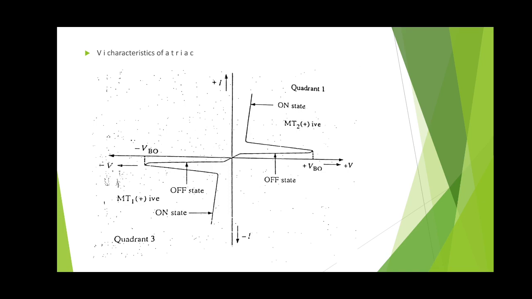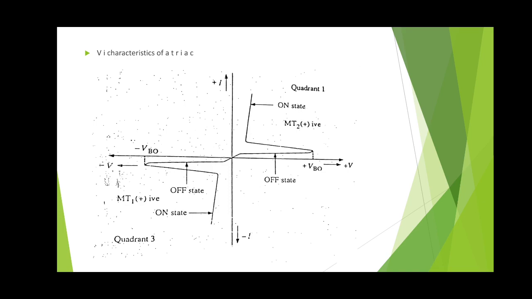These are the VI characteristics of TRIAC. Here we plot the VI characteristics as plus V and plus I, and we will be considering one terminal as a reference. Otherwise, when we plot by considering all the modes of operation of a TRIAC, the device will operate in all the 4 quadrants of the VI characteristics. Here we will consider 2 quadrants.